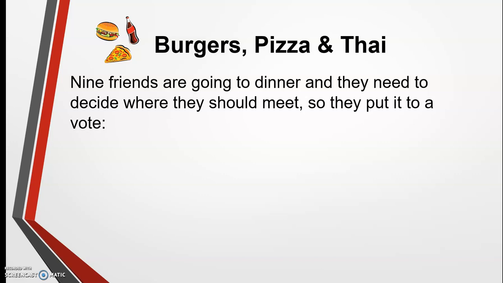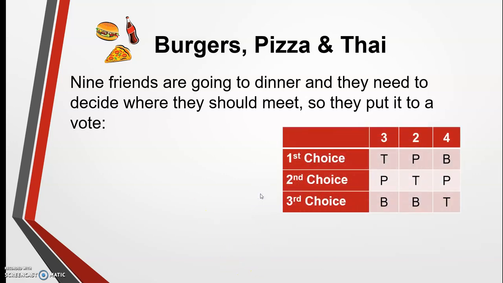So let's start with our example of burgers, pizza, and tie. We have 9 friends going to dinner and they need to decide where they should meet, so they put it to a vote. And here is the preference schedule for their vote. Is there a majority winner?